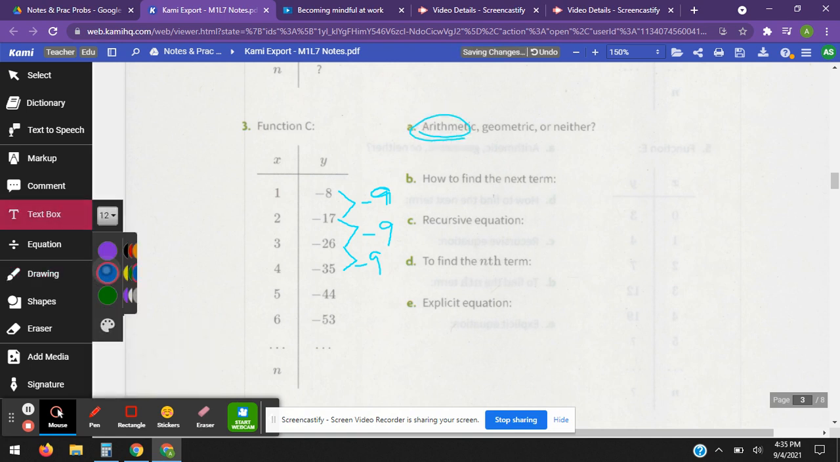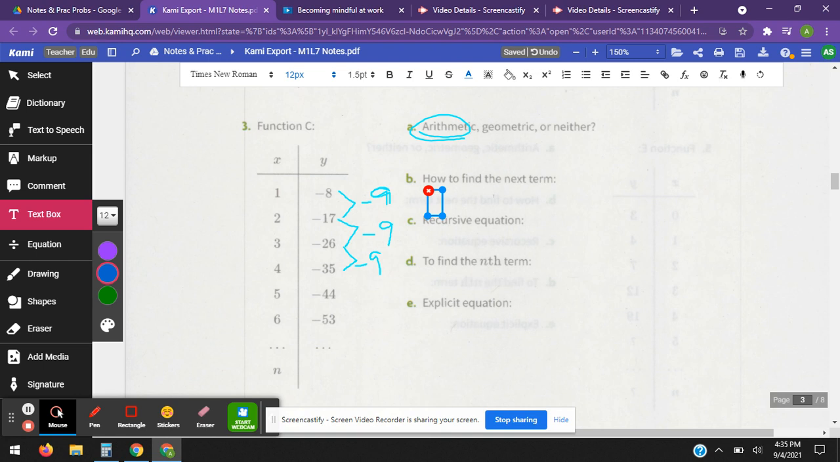So how do we find the next term? Subtract 9 from the previous term, right? Or, oh, you know what? We should probably put it in terms of our common difference. So we're going to add a negative 9 to the previous term. That's a much better way of saying it, isn't it?